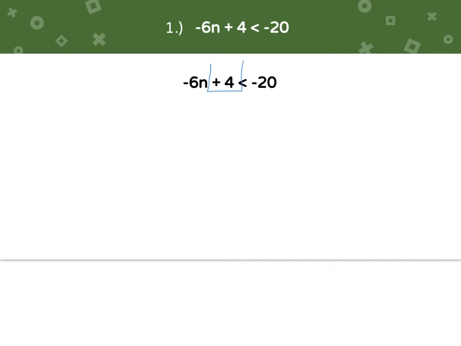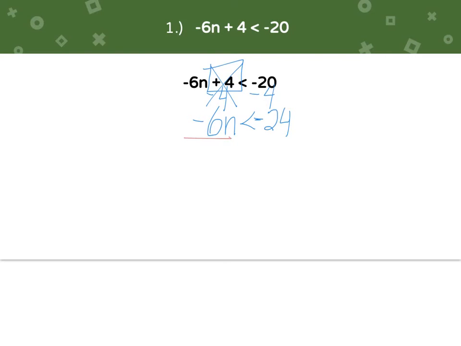So the first step is to get rid of the plus 4 by subtracting 4 from both sides. That cancels out the plus 4 and leaves negative 6n is less than. Then you have a negative 20 and a negative 4. They're same signs, so add and keep. 20 plus 4 is 24, and keep the negative sign.